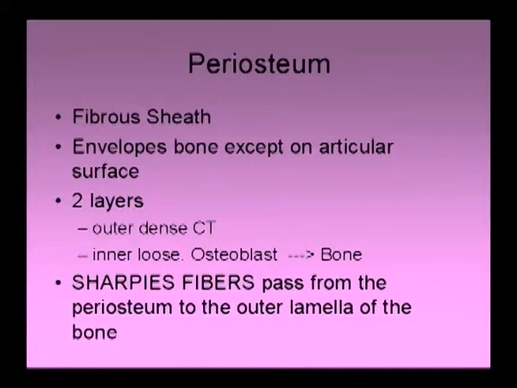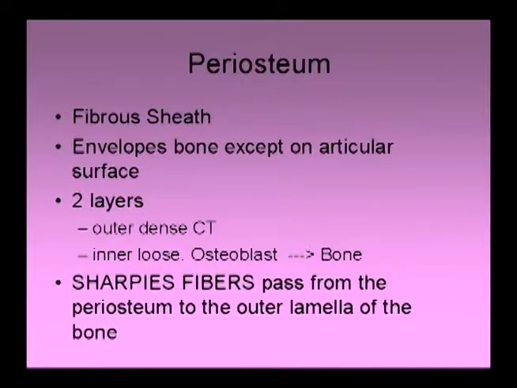Periosteum, in terms of dental nomenclature, is the bone that makes up the socket of the tooth. This periosteal bone is referred to as lamina dura. It is, however, not much different than the periosteal bone that one would see enveloping other bones other than the articular surfaces, which are covered in cartilage. The periosteum throughout the anatomy, including the lamina dura of the tooth socket, consists of two layers: an outer dense connective tissue layer and an inner loose osteoblastic layer which produces bone.